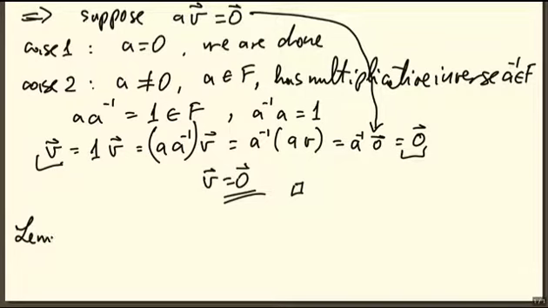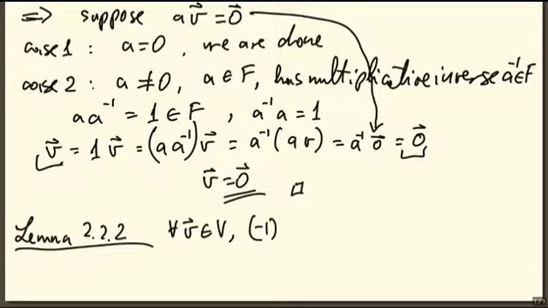Lemma 2.2.2 is about the additive inverse of V. It's a very small lemma. It says that for all vectors V, minus 1 times V is minus V, which is the additive inverse of V.